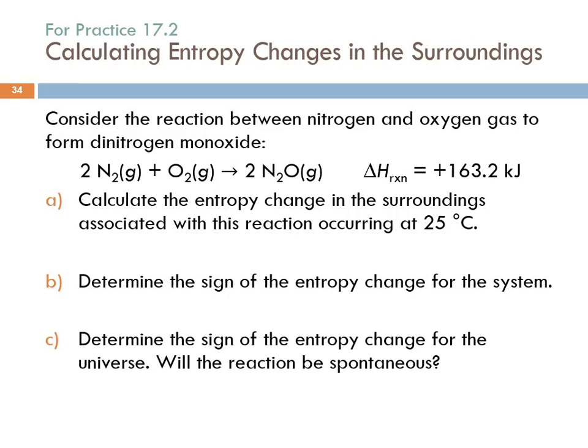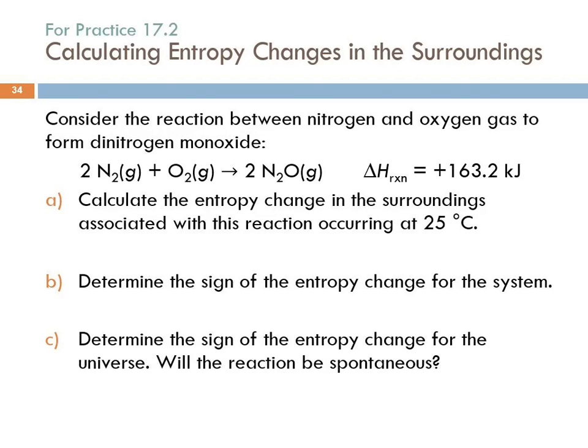So let's do an example. Consider the reaction between nitrogen and oxygen gas to form dinitrogen monoxide. So here's our reaction, and here's delta H reaction, the enthalpy change for the reaction. This amount of energy, 163.2 kilojoules of energy, is released for molar quantities from the balanced chemical equation. So if you had 2 moles of nitrogen, 1 mole of oxygen, that's how much energy would be released. So this is saying calculate the entropy change in the surroundings associated with this reaction occurring at 25 degrees Celsius.